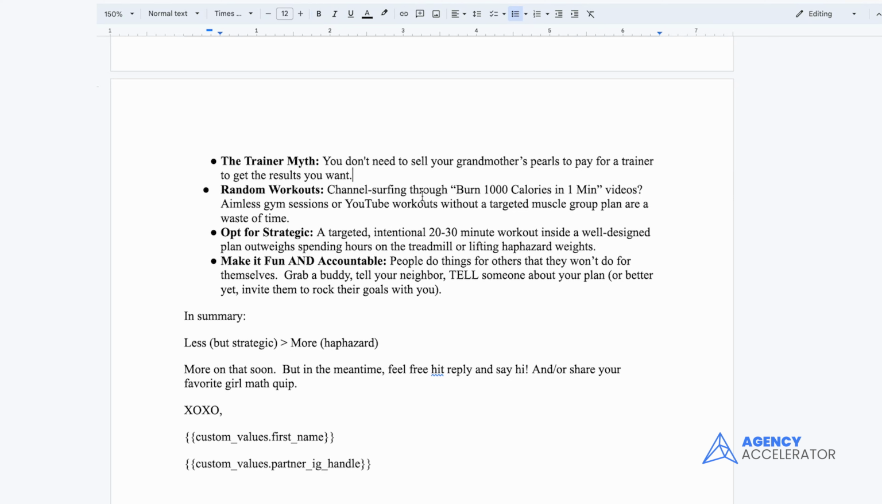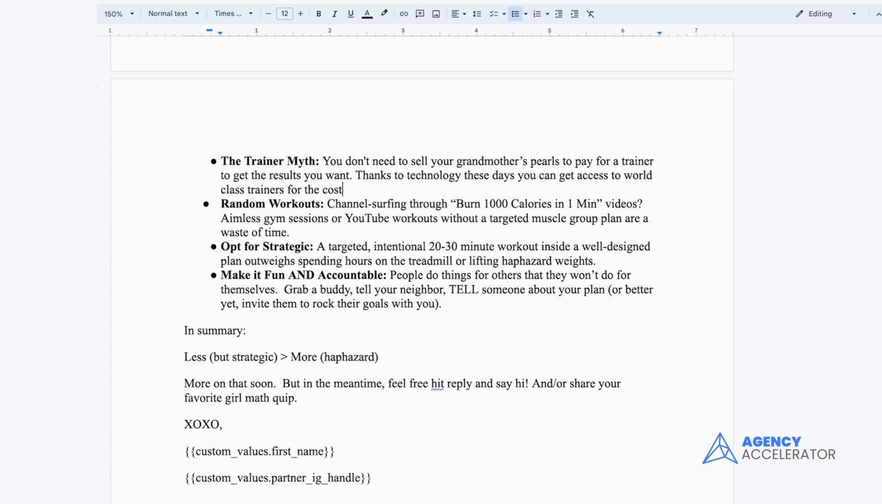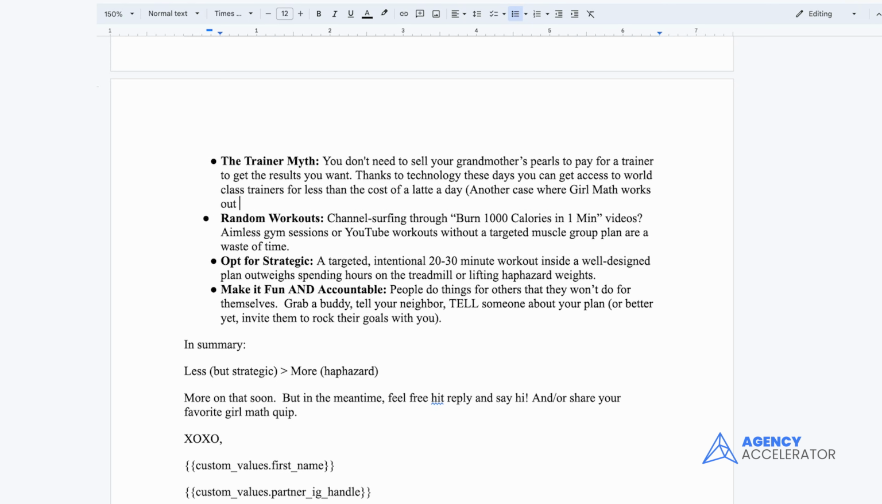Don't hire a trainer. Number 2, random workouts. So it's like the trainer myth. You don't need to sell your grandmother's pearls to pay for a trainer to get the results you want. Affordable trainers are, this might be wrong for the offer, but affordable trainers are everywhere. What I might say is, thanks to technology, these days you can get access to world-class trainers for less than the cost of a latte a day. Another case where girl math works out perfectly.